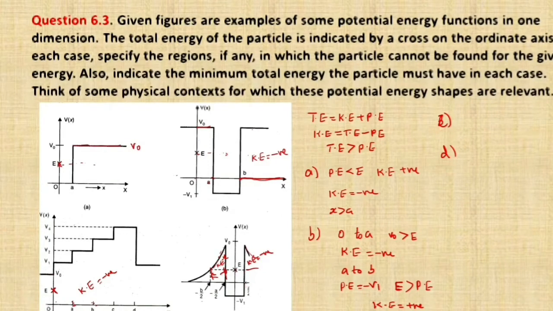So the particle can be found only in which region? Minus a by 2 to plus a by 2. In this region only we can find the particle. Why? Because in this region the total energy will be greater than the potential energy, so the kinetic energy becomes a positive value. And the minimum total energy the particle must have in each case is equal to minus V1. So this is all about question number 6.3.